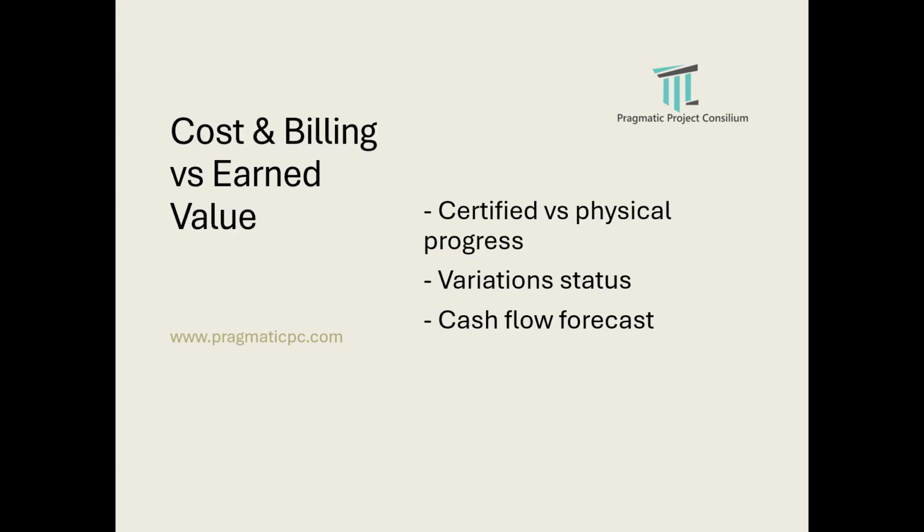Cost and billing versus earned value. This is the area where we used to say that the employer should be very keen on whether the contractor is making profit. If the contractor is not making profit, it not just affects the contractor. The person most affected because of this is the employer. So please make sure that the cost of the project is being properly spent, and the earned value is always higher. If there is any variation status, it has to be part of it.